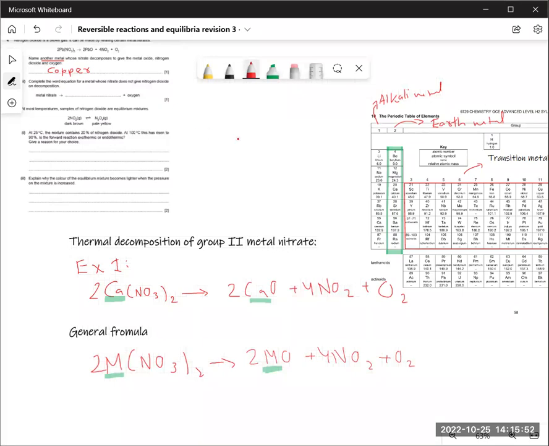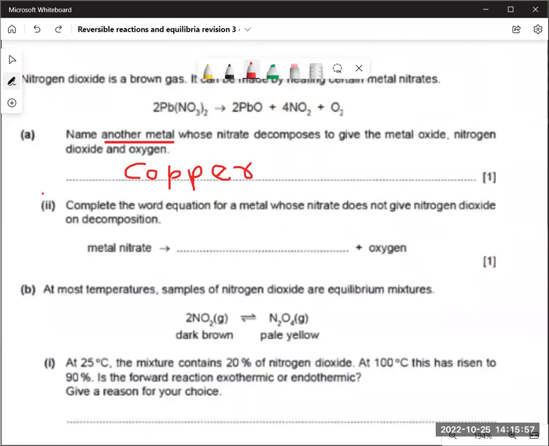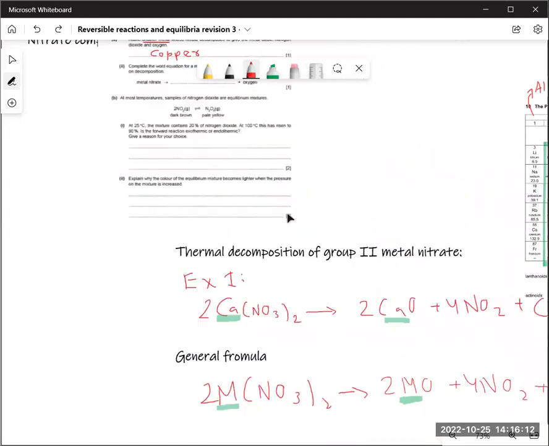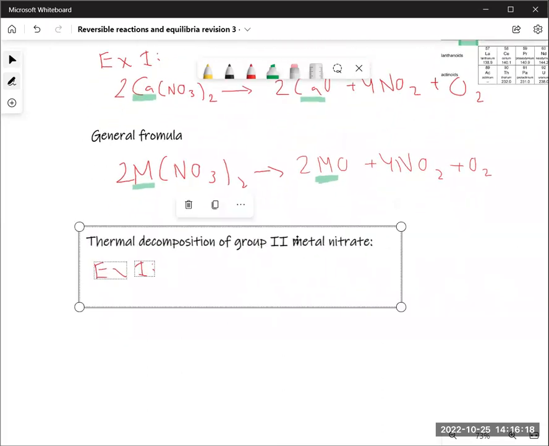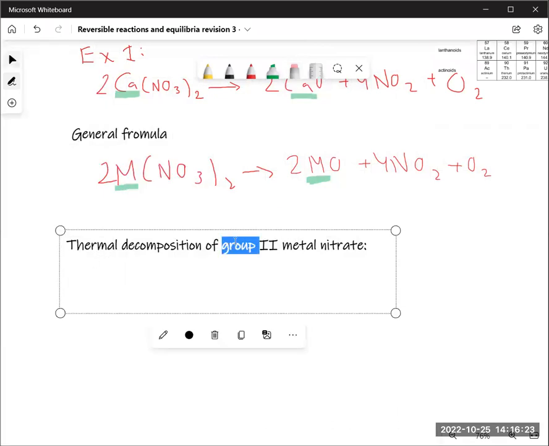Done. All right. Now let's go back here. I want you to complete the word equation for this. Just below this, write thermal decomposition of group 1 metal nitrates. So we did group 2, now we're doing group 1. As you may realize, this is not from the chapter on chemical equilibria or reversible reactions, but this is still in your book, so you have to finish this as well.